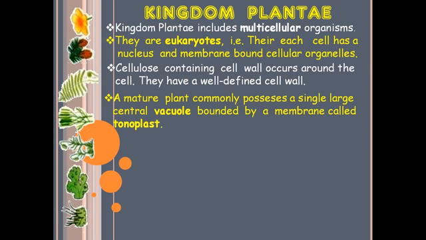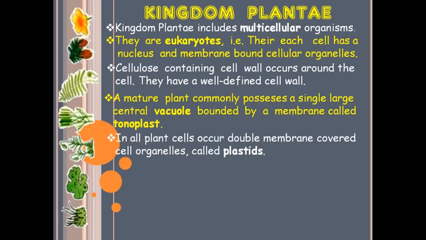A mature plant commonly possesses a single large central vacuole bounded by a membrane called tonoplast. In the plant cell, you can see there is a very large vacuole. Most of the time it is centrally located. It is in the center and it is bounded by a membrane that is called tonoplast. Membrane of the vacuole is called tonoplast.